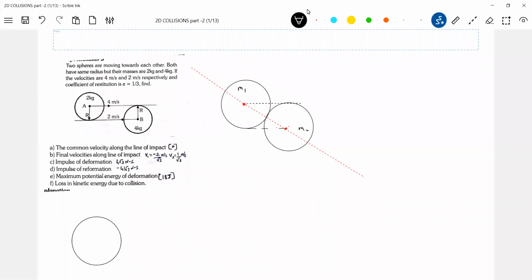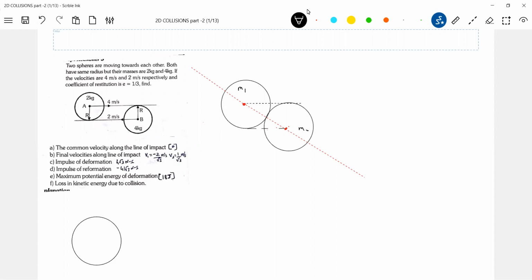Common velocity along line of impact, final velocities along line of impact, impulse of deformation, impulse of maximum potential of deformation, loss in kinetic energy during collision. What is the basic method? We should resolve the initial velocities of the colliding balls along the line of impact. Just before impact, just after impact, we need that one.